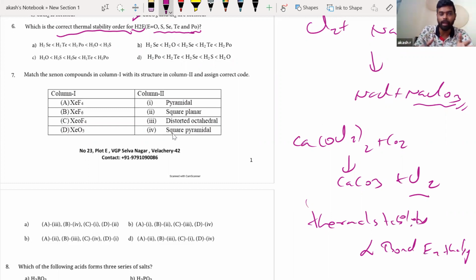When I have a very strong bond, that means it is very stable. Okay, so we already saw in the previous question that when I go down the group, the bond energy decreases, right? H2O, the OH bond is the strongest, and tellurium was the weakest. In this case, polonium would have been the weakest. So H2Po should be the least stable, and H2O should be maximum stable because of the higher bond enthalpy, right? So the answer to this question is option D.